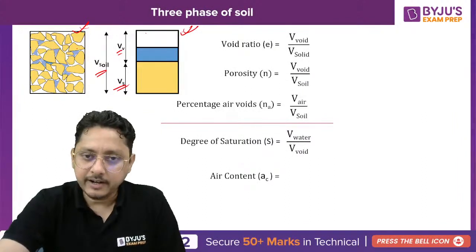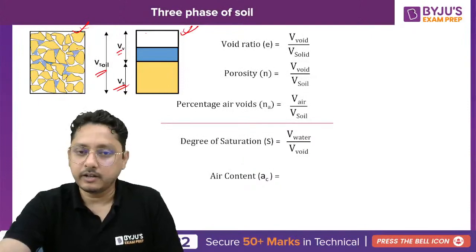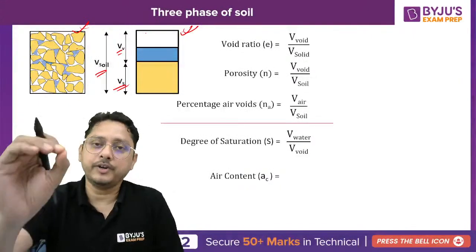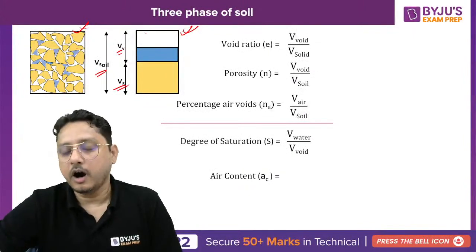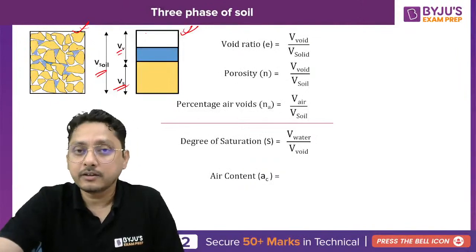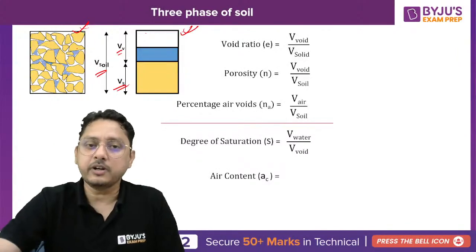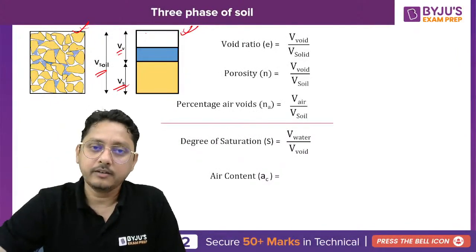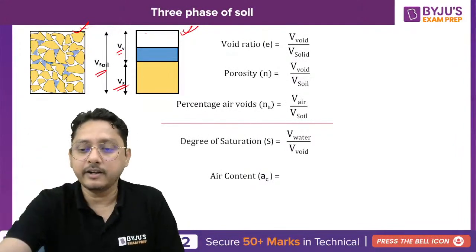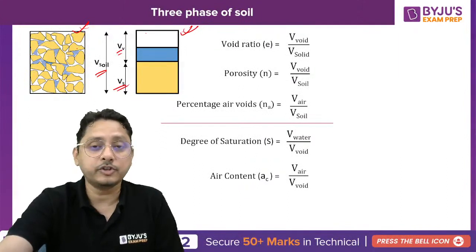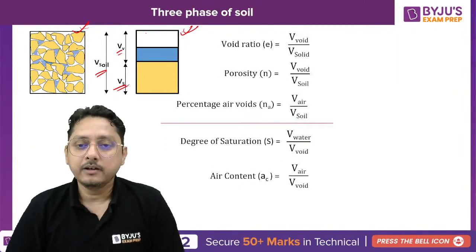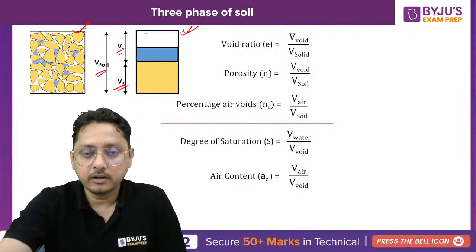Then the air content. Always try to remember it along with the degree of saturation, because if I say that 30% of the void is filled with water, then 70% of the void will be filled with air. If 60% of the void is filled with water, then 40% of the void will be filled with air. So air content is defined as the volume of air with respect to the volume of the total void.